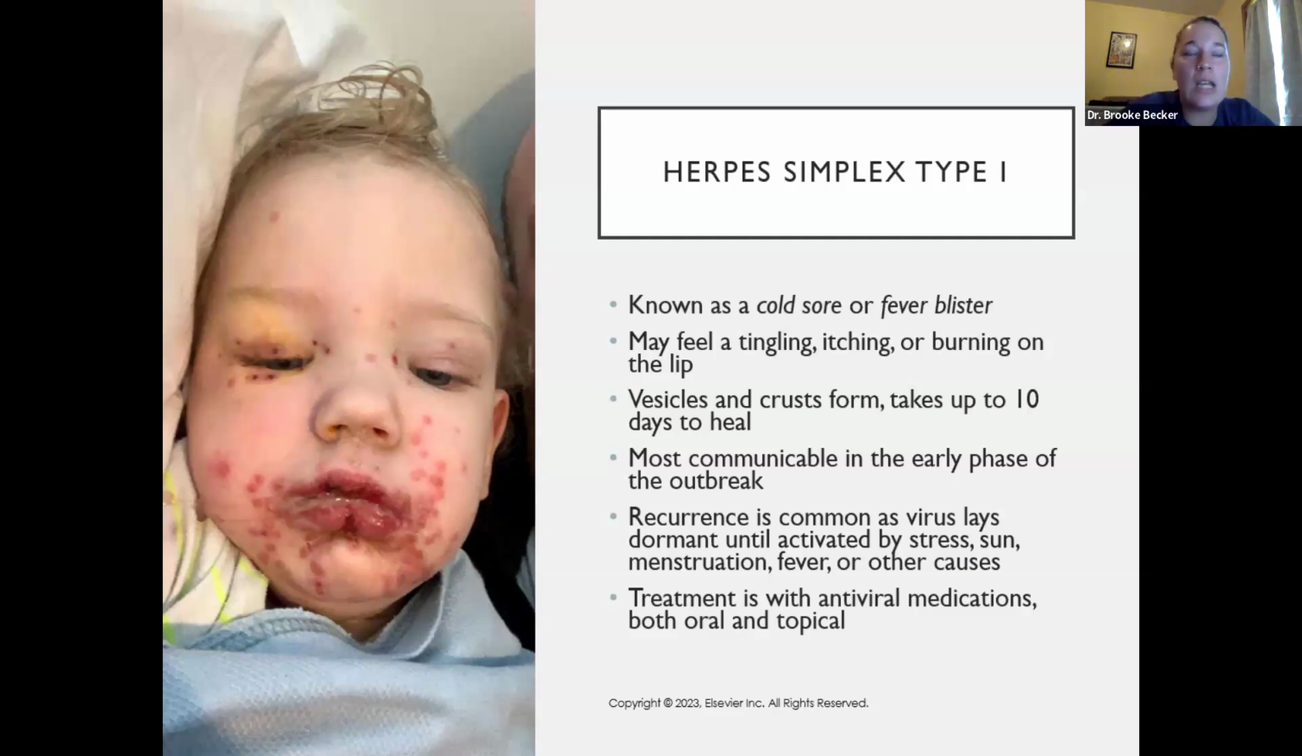That's why if you've seen people say don't kiss the babies, that's the most common reason why, because herpes can go straight to the brain for little babies. Okay.